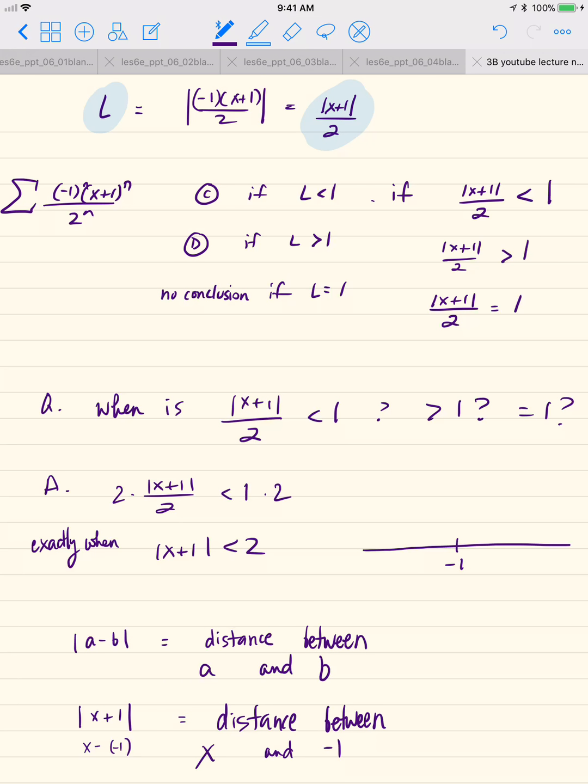Well, now here's negative 1, and we want the distance between x and negative 1 to be less than 2. So that means that x can be up to 2 units away. Do you see that? So if we go 2 units to the right, that'd be 1, and 2 units to the left, negative 3. So that means that x needs to be somewhere in between negative 3 and 1. So when is the absolute value of x plus 1 less than 2? That's the question. The answer is when x is anywhere in between negative 3 and 1.